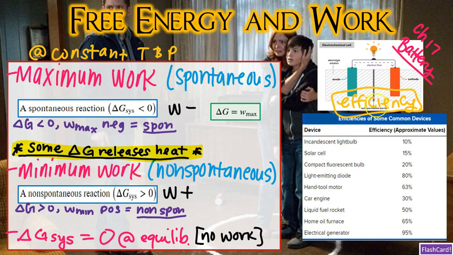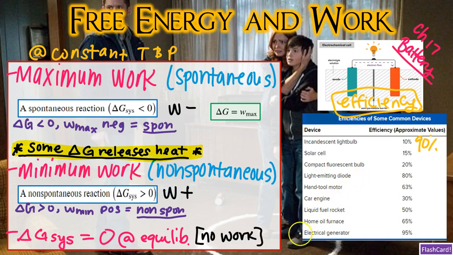Here is a table of efficiencies of some common devices. So, for example, if we're going to look at a light bulb, the efficiency is only 10%. That means 90% is released as heat, which is why light bulbs are so hot when you turn them off after use, right?